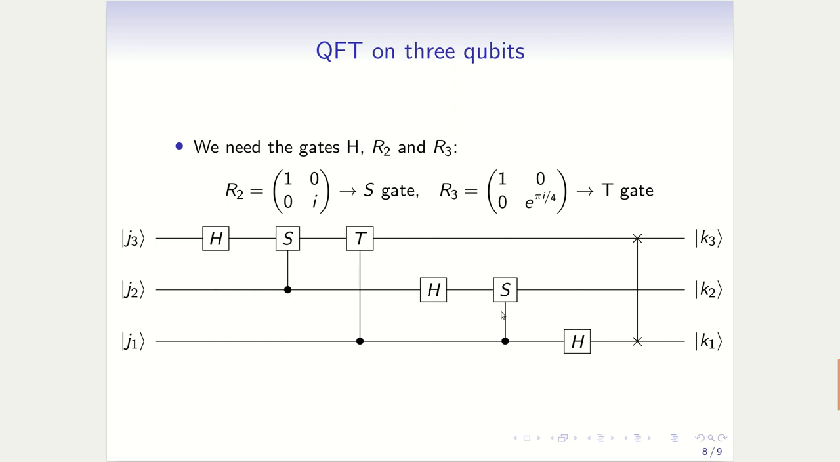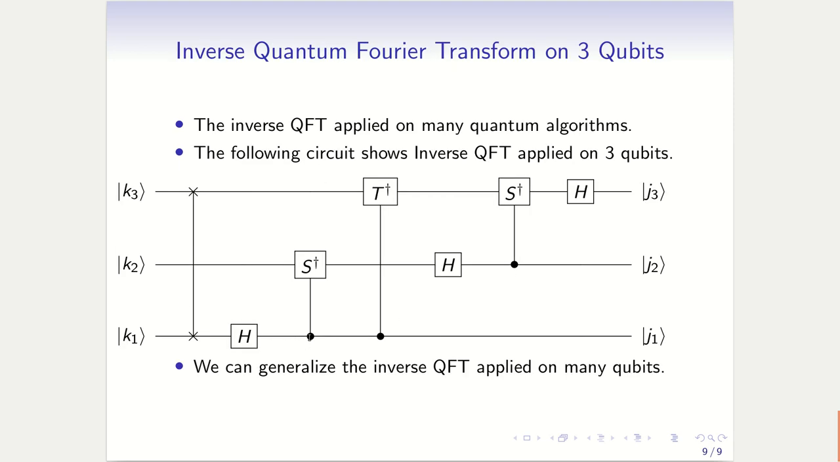As you can see, J1 controls J2 and applies the S gate. And here again, we will control by K1 and apply the S dagger. This is the inverse of the S gate. So every quantum gate has its own inverse, so we have to apply those inverse gates in order to find the inverse quantum Fourier transform. The Hadamard gate is its own inverse, you know that. So Hadamard inverse is equal to Hadamard, but the phase rotation gates have their own inverses.